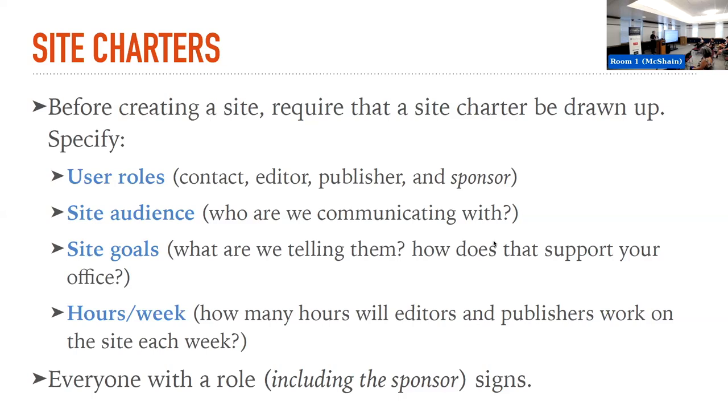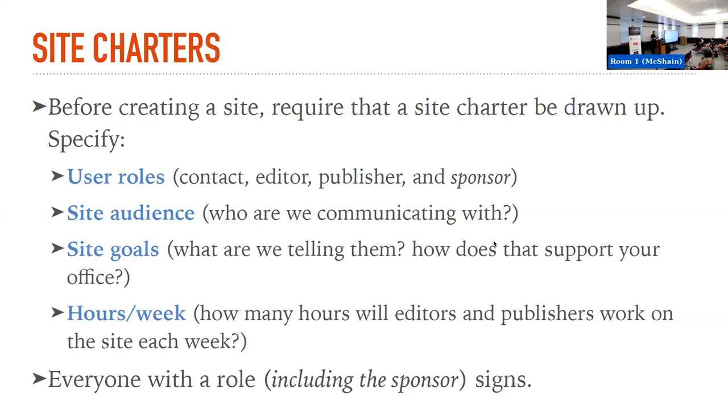They're also going to have to specify, okay, who's the audience for this site? Who are we actually talking to, right? And the general public is not really a great answer to that. So who specifically are we trying to talk to? And then what are the goals? What are we telling them? How does that support your office? Beyond having a website, what is it you're trying to do with this? And how many hours a week are people going to spend on this, right? Are you actually putting resources against this thing that you have said that you want?